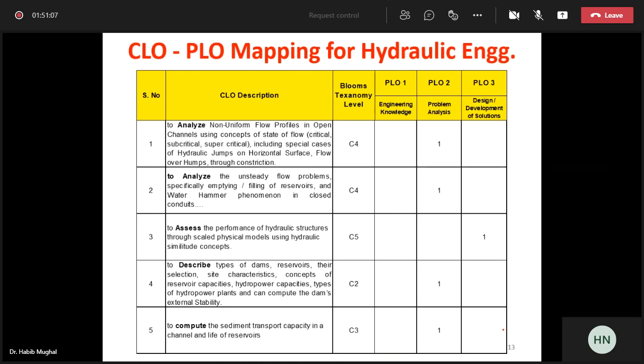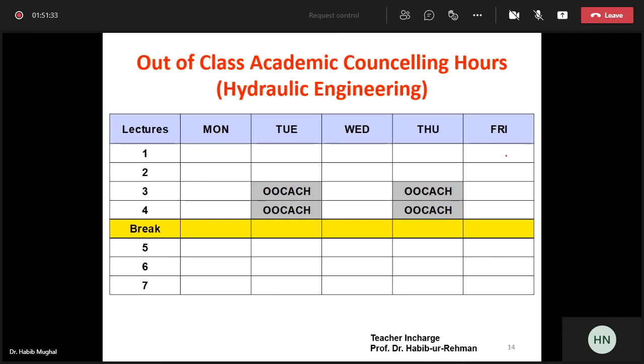And this is the CLO-PLO mapping for hydraulic engineering. As we discussed, there are 5 PLOs, and these are the Bloom's taxonomy levels. We already discussed that these 4 CLOs are mapped with PLO 2, whereas CLO 3 is mapped with PLO 3, which is the design and development of solutions.